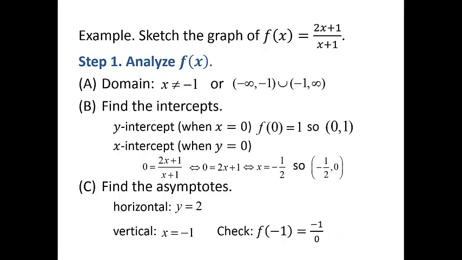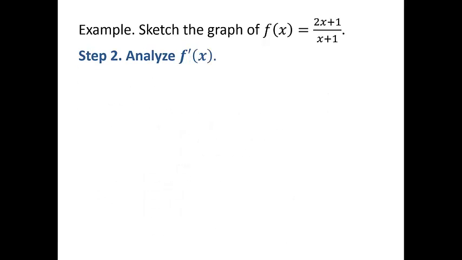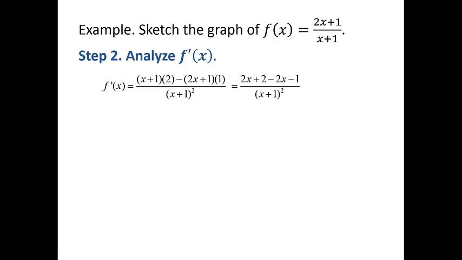We are now ready to move on to our second step, which is to analyze the first derivative, f prime. To compute f prime, we need the quotient rule. So we have the bottom times the derivative of the top minus the top times the derivative of the bottom, all over the bottom squared. Let's simplify our numerator by distributing the 2 and the minus sign. So we have 2x plus 2 minus 2x minus 1 divided by x plus 1 squared, which simplifies to 1 divided by x plus 1 squared.